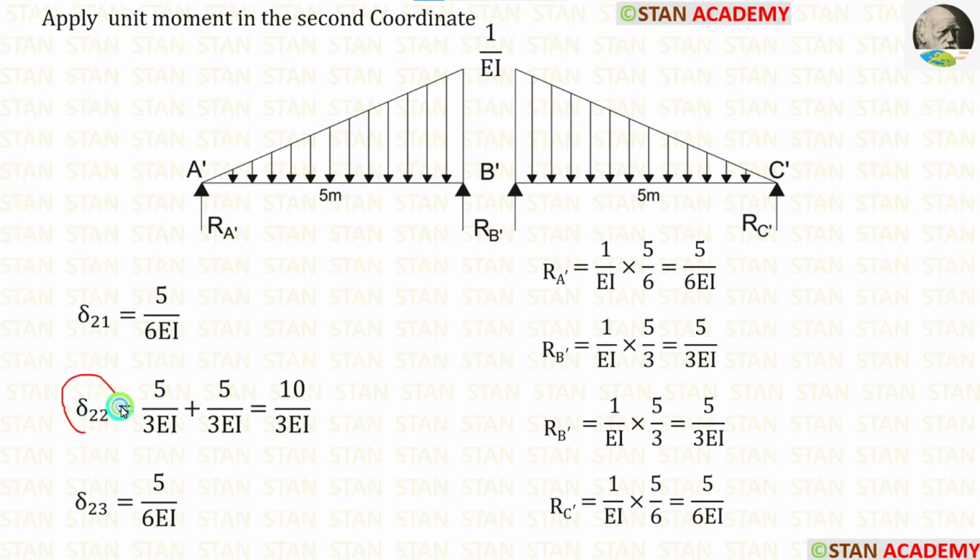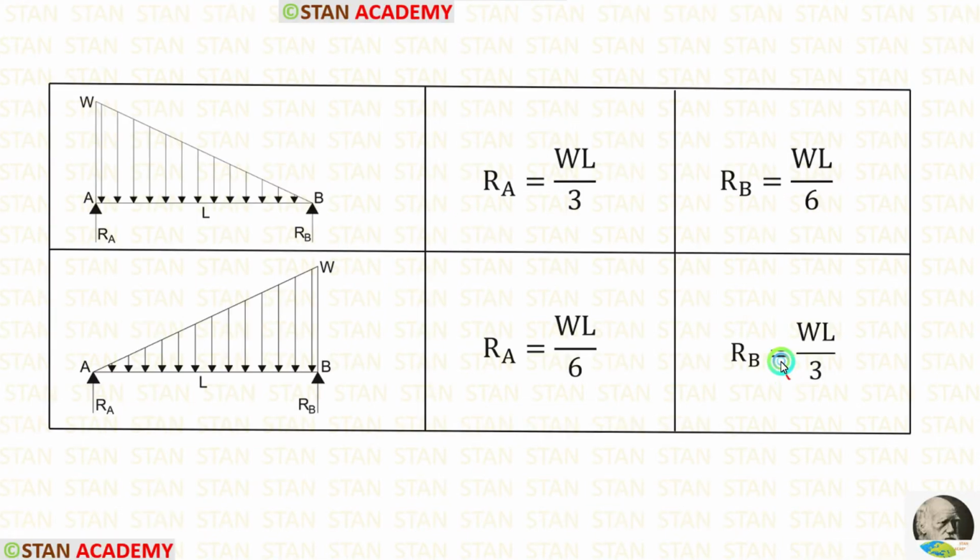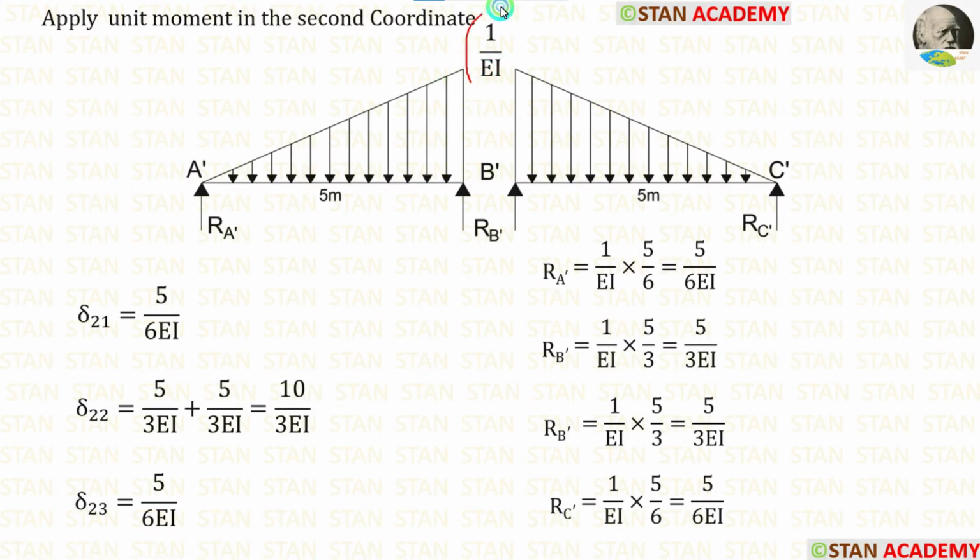Now let us calculate delta 22. For that, we have to find RB dash in both of the beams. First, let us calculate in the first beam. The formula is WL upon 3. Here W is 1 upon EI and L is 5. When we apply inside the formula, we are getting 5 upon 3 EI.